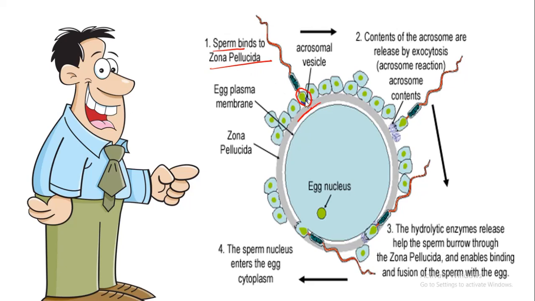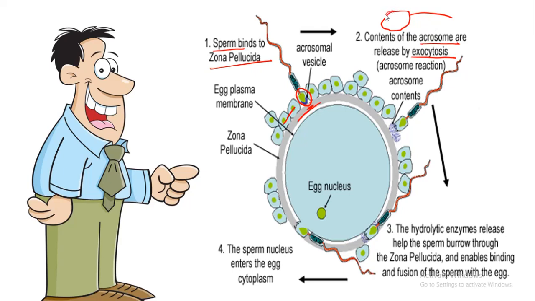So when the sperm binds to the zona pellucida after penetrating this corona radiata, you're going to understand that an acrosomal reaction will take place. So the second part will be the acrosomal reaction, where the contents of the acrosome are released by exocytosis. Exocytosis is the process which enables the release of the acrosome. You need to understand that the head of the sperm has the acrosome in it.